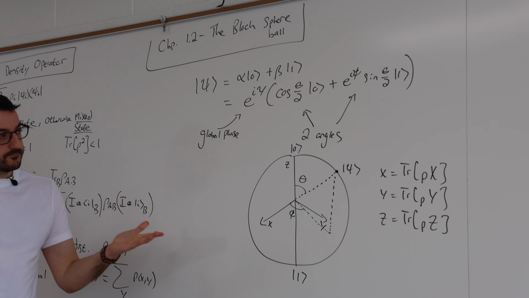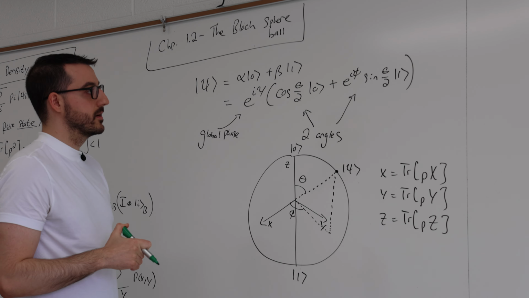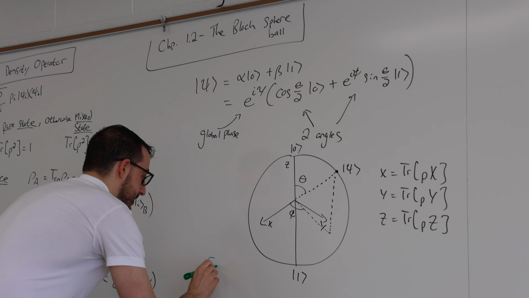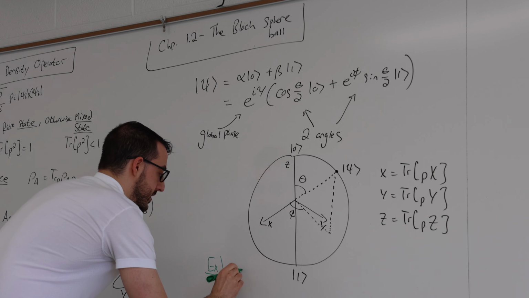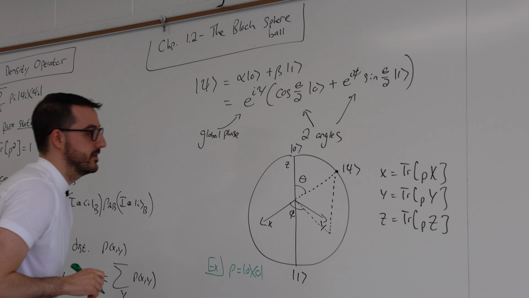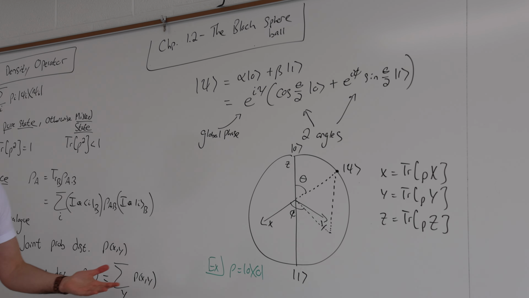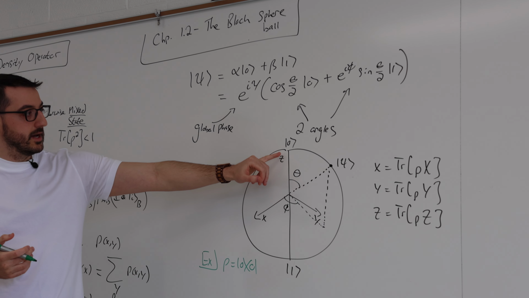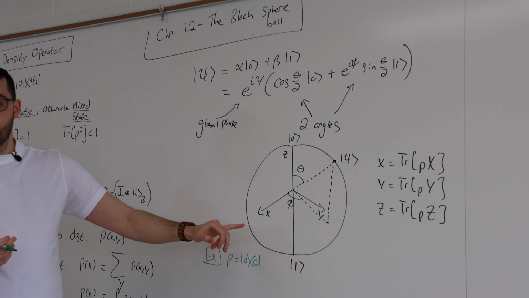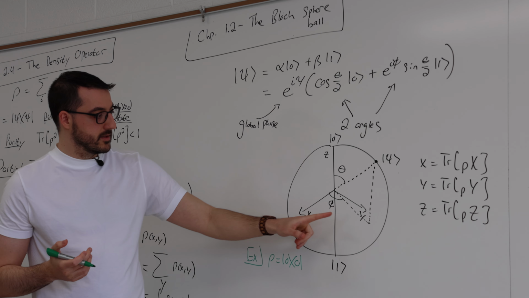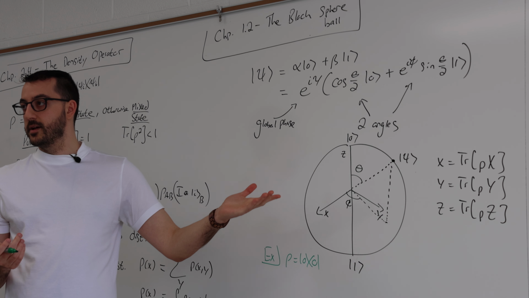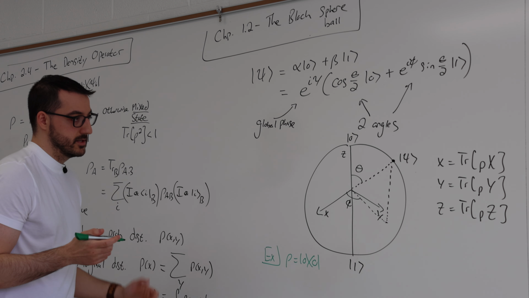In the spirit of building intuition, let's just see one quick example of this. If I have rho being a pure state, the zero state, let's calculate the x, y, and z coordinates to see that it indeed matches what we expect. So what should they be? The x coordinate should be 0, the y coordinate should be 0, and the z coordinate should be positive 1, right, based on our diagram. Let's just make sure that that's true.